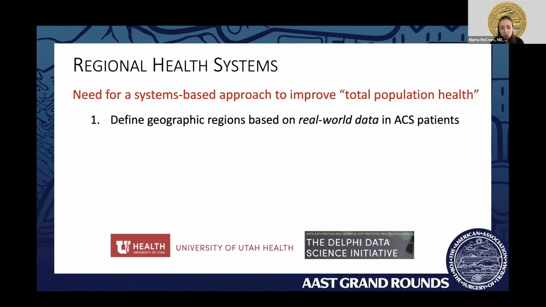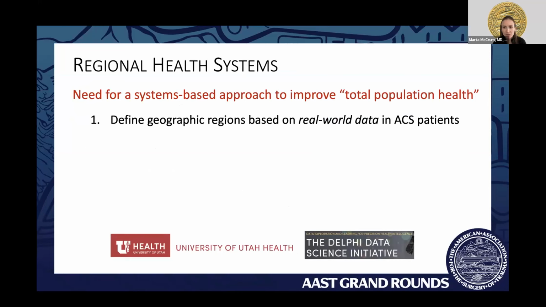And finally, I wanted to talk about regional health systems. In order to really address population health disparities, we need to adopt a systems-based approach. And so I have three suggestions on how to make this happen. First is to define geographic regions based on real-world data in acute care surgery patients.